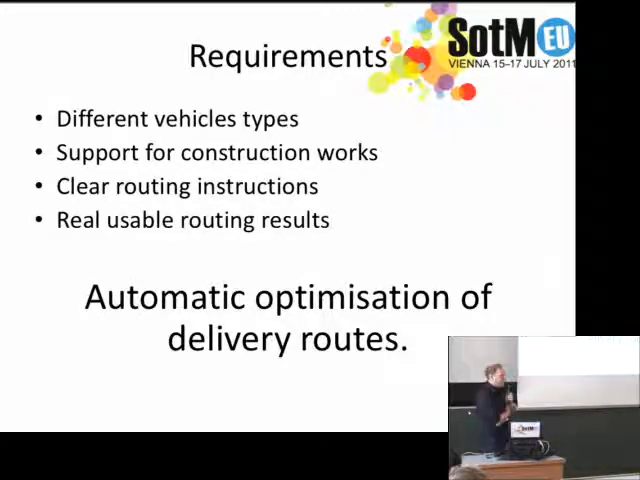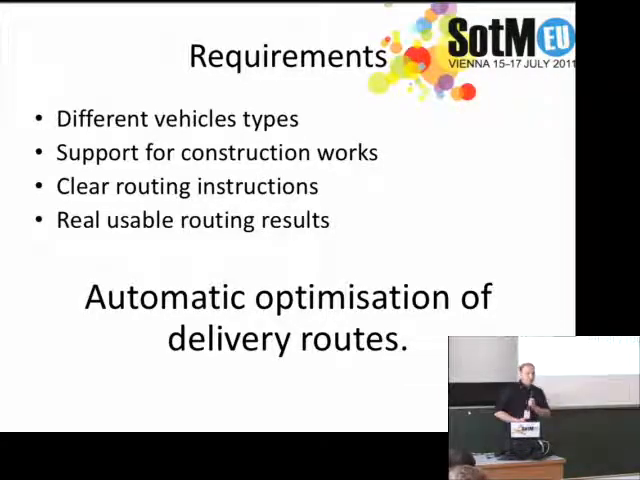So we also have to support different vehicle types, because some of them have cars, but there are also motorcycles and things like that. We have to support construction works. I'm not sure that's specific to Belgium, but there are everywhere construction works all the time. So we have to implement this. And we have to, of course, have clear routing instructions, because the people actually doing the deliveries are not very technical people, so we have to be really clear about what they have to do and what newspaper goes in what box and so on.